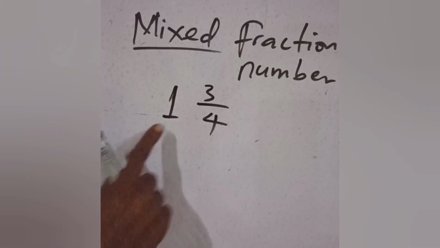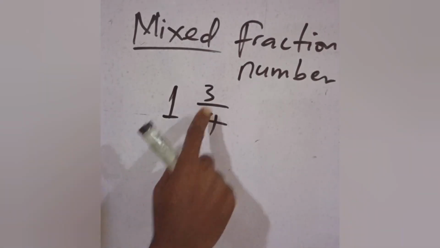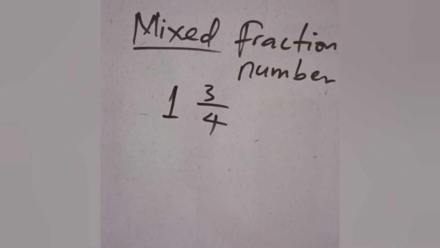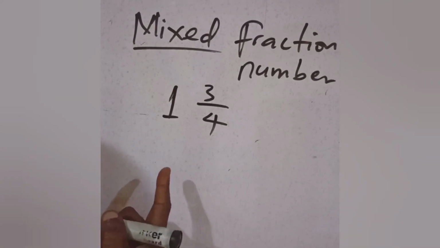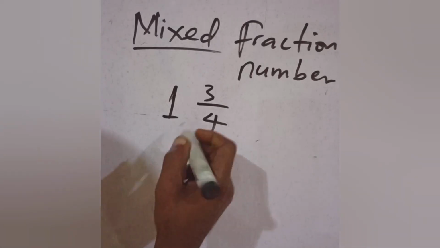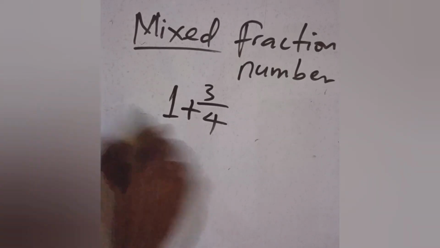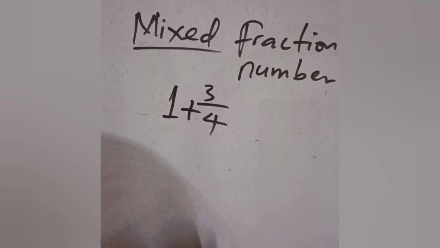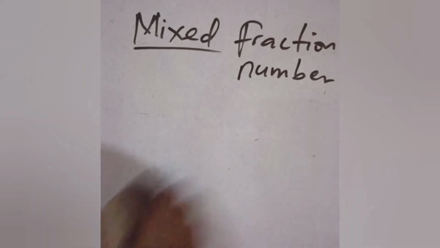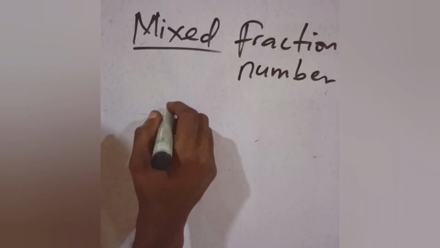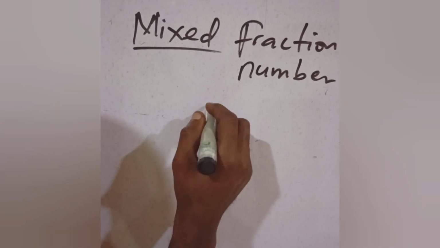So 1 and 3/4, 1 plus 3/4. What this means is you have a whole number part plus a fraction, so this means 1 plus 3/4. You get mixed numbers from improper fractions. Remember, we said improper fractions are fractions where the numerator is bigger than the denominator.